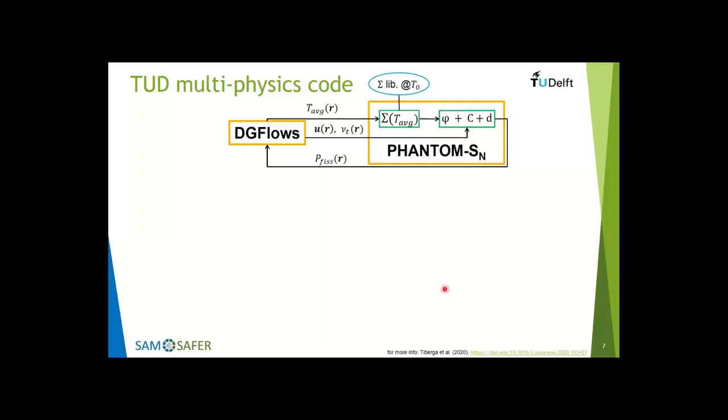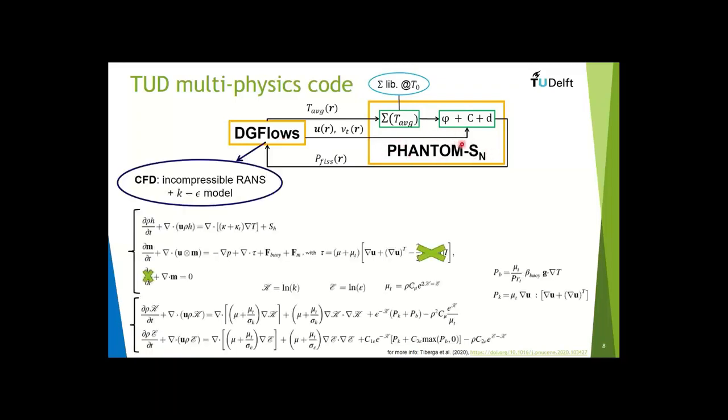And here you see the numerical scheme of the TU Delft multiphysics code. It's made of two main blocks coupled together. One is DGFlows, the CFD code, and the other one is Phantom, the neutronics. And here I listed the main equations behind the CFD solver, which is an incompressible RANS solver coupled to the k-epsilon model.